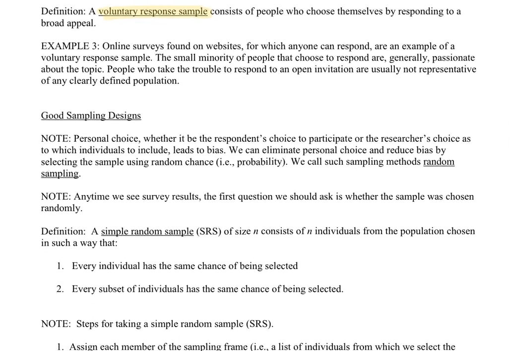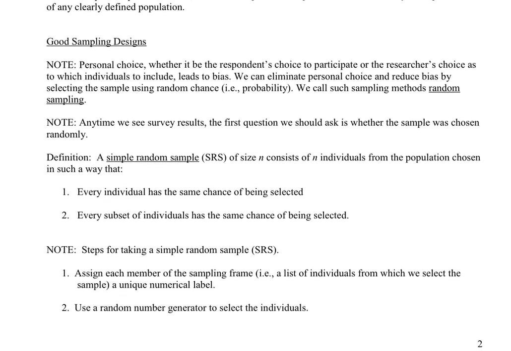Let's talk about good sampling designs. A note here: personal choice, whether it be the respondent's choice to participate or the researcher's choice as to which individuals to include, leads to bias. We can eliminate personal choice and reduce bias by selecting the sample using random chance, specifically probability. We call such sampling methods random sampling.